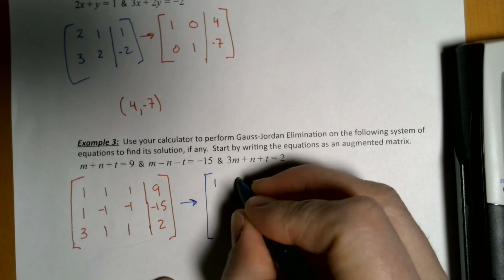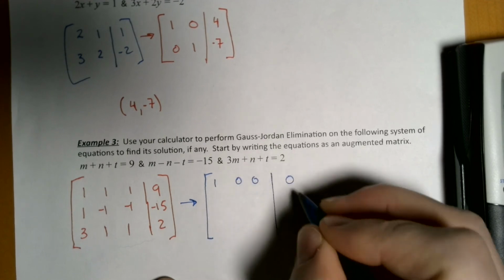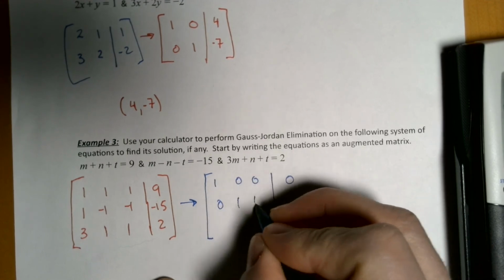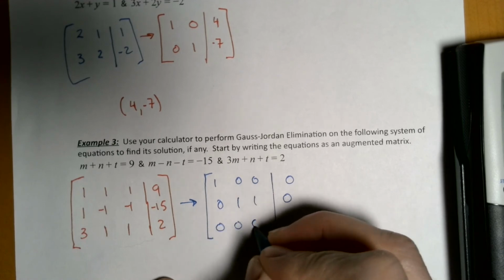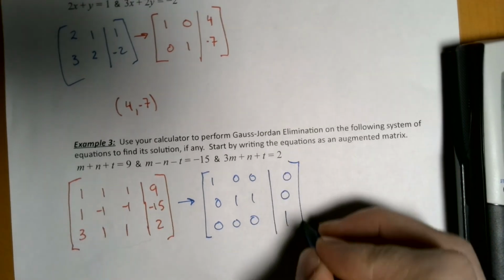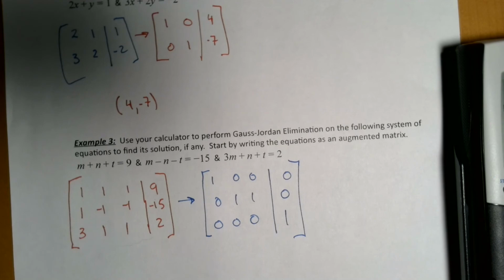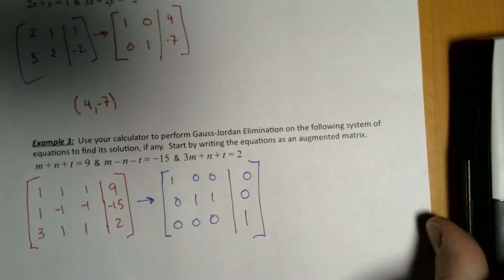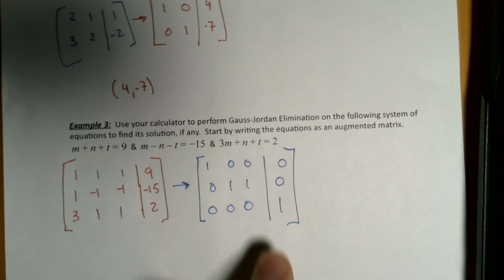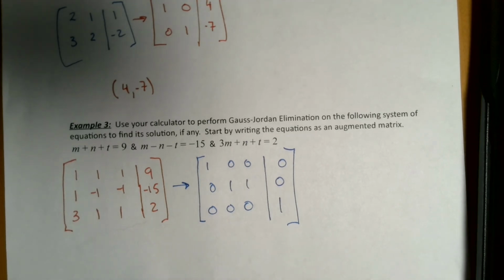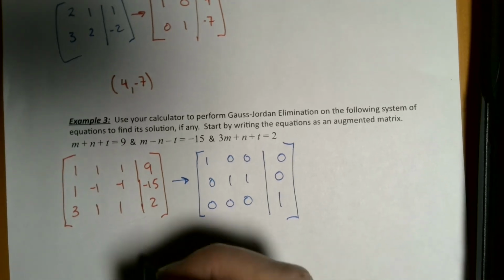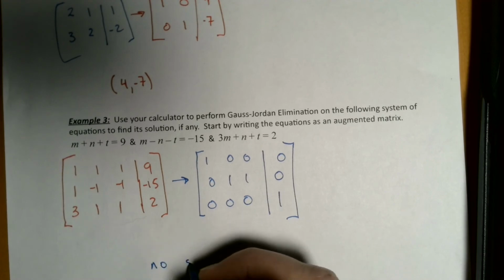So we got 1, 0, 0, 0, 0, 1, 1, 0, 0, 0, 0, 1. Okay, what this tells us is that 0 equals 1. What? That's not true. That means one of these equations is parallel. This is an independent, inconsistent system. So this has no solutions.